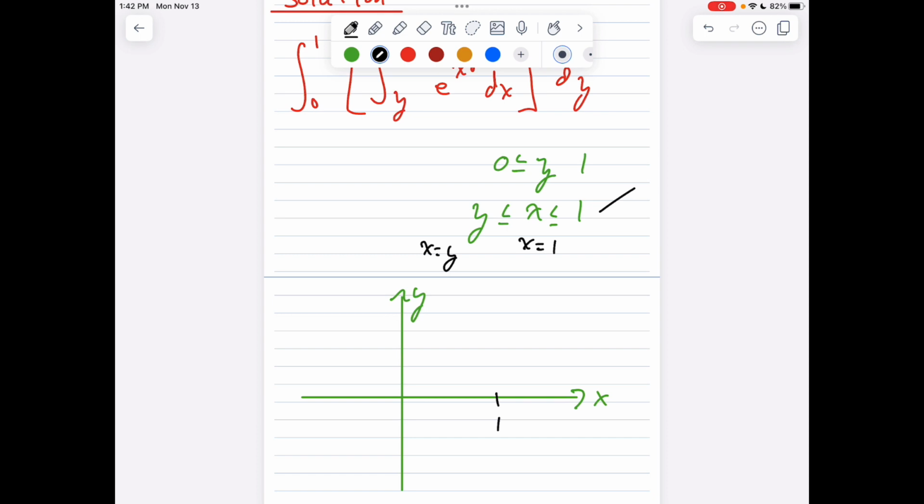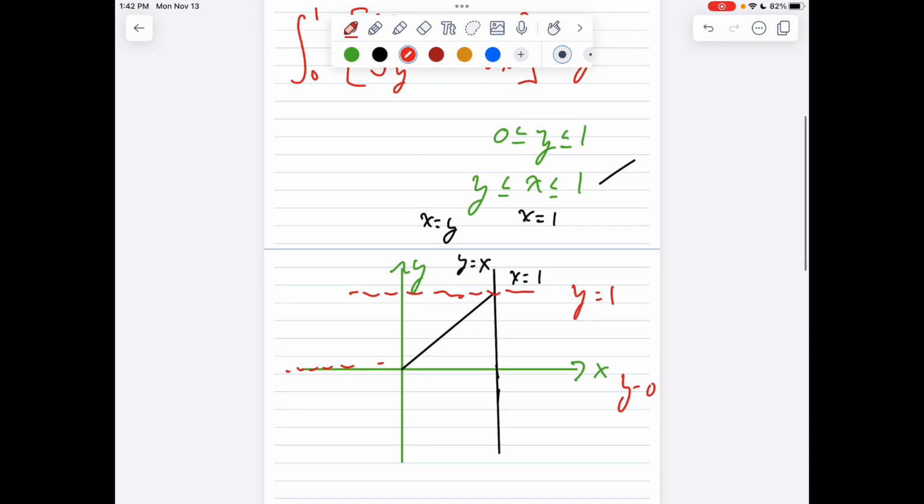So here's 1. X equals 1 is just a vertical line. And then x equals y is a straight line, so this would be y equals x. And then you're bounding this from y equals 0 to y less than or equal to 1. So this would be y equals 0, and this is actually y equals 1. That's where they meet. Okay, so you're essentially looking at this region right here.